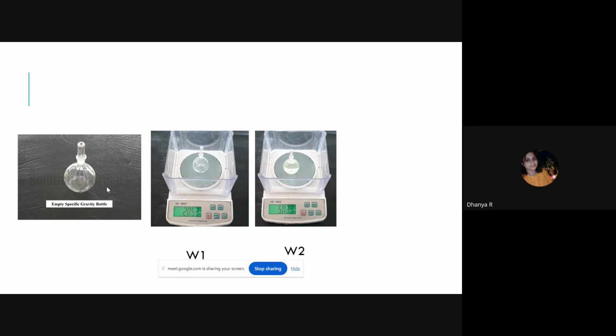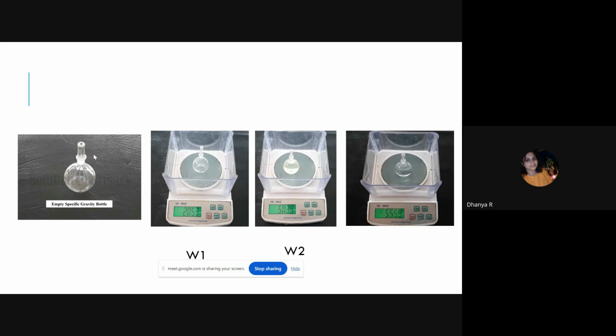Some pycnometers come with a thermometer, so you can even check the temperature of the sample and the water and ensure that both the temperatures are the same. So W2 is the weight of the pycnometer filled with water. Then you have to pour out the water, clean it, dry it, and then take your sample and weigh it.